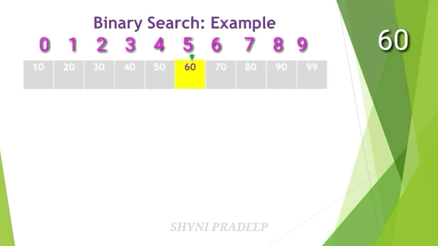But if you want to search the element 95, see here, 95 is not available in this list. For this value, this binary search algorithm returns an unsuccessful result. Okay. So this is about the binary search.